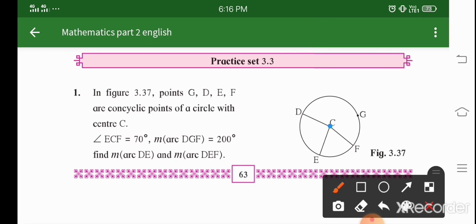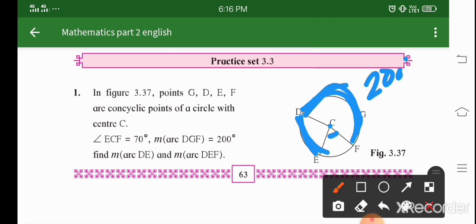Okay, now they have given the angle ECF. Angle ECF, this is 70, they have given. So we have to find the measure of DE. And they have given this arc DGF, right? DGF, they have given 200 degrees. Okay, so what we have to find? We have to find this arc DE, and this full arc DEF.